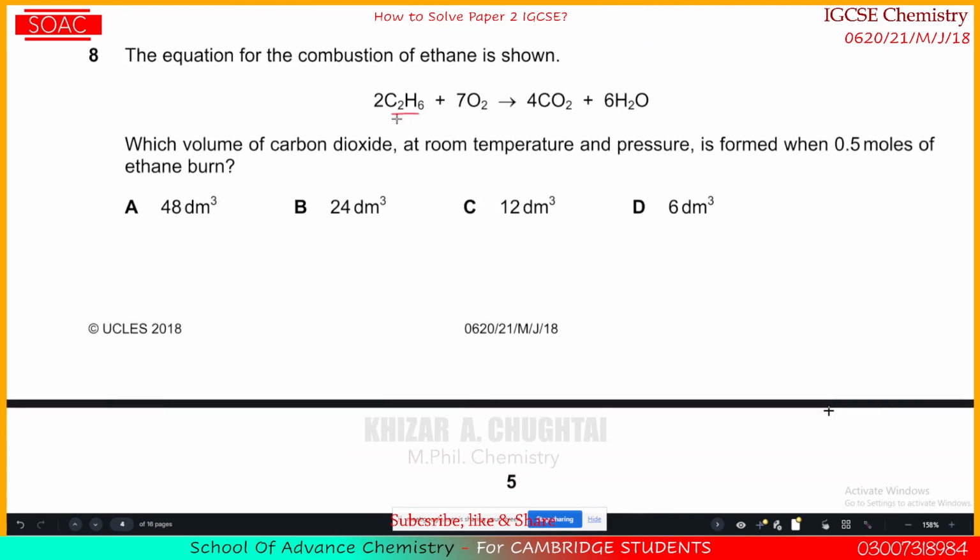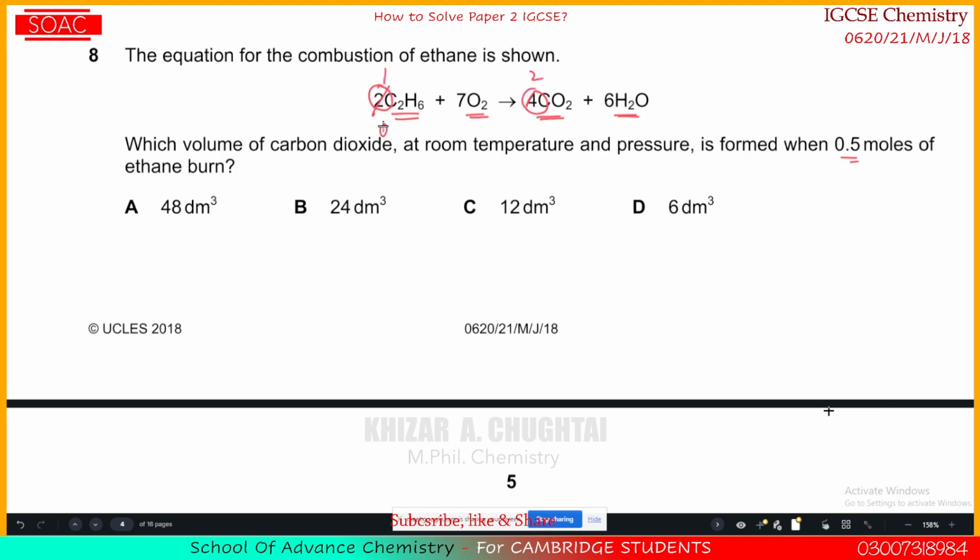2 mole of ethane is going to react with 7 mole of O2 to give 4 mole of carbon dioxide and 6 mole of H2O. Which volume of carbon dioxide at room temperature and pressure is formed when 0.5 mole of ethane burns? When 2 mole is burned, the carbon dioxide mole is equal to 4. What is the ratio? 1 to 2.